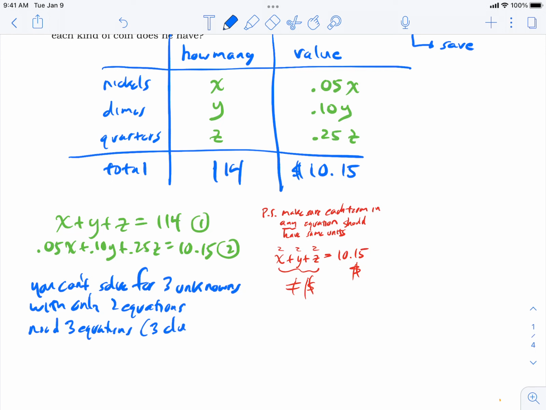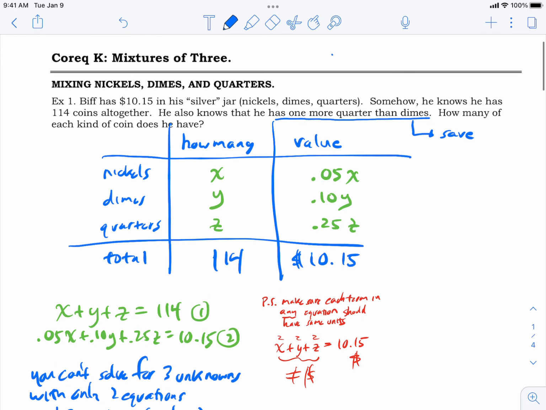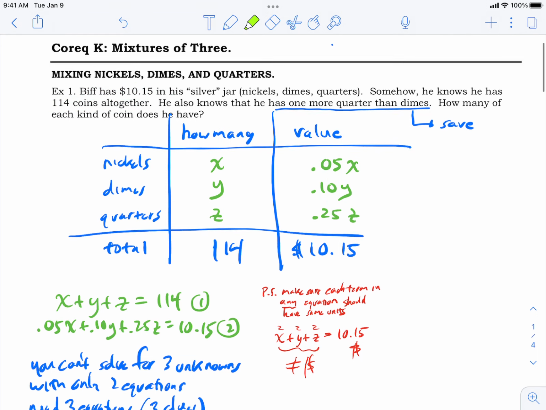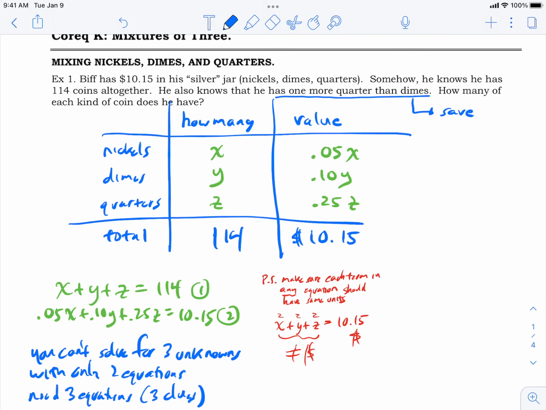3 clues. So notice we kind of had 1 clue right here when they said $10.15 altogether. That was 1 clue. We got 1 equation out of it. This was another clue, 114 coins altogether. So we got another equation out of that, basically. But we're going to need a 3rd clue, and so we have to come back to this part that we saved. So let's get some of this stuff cleaned up. Okay, so coming back to the part that we saved.